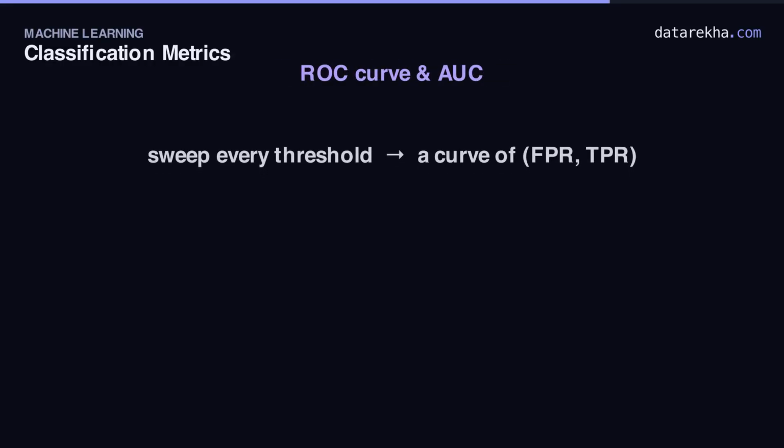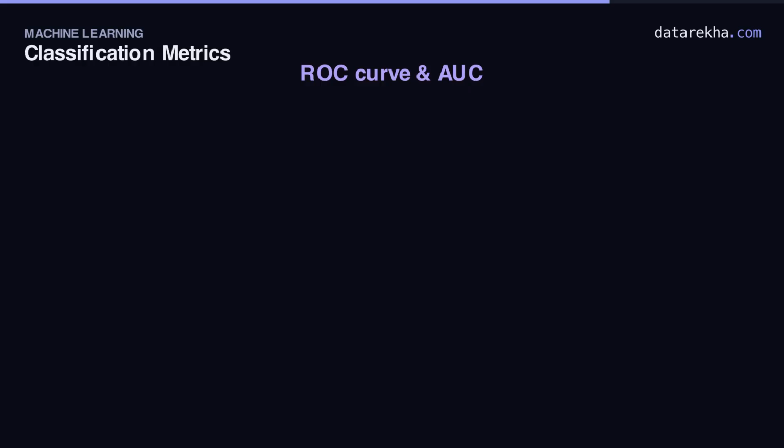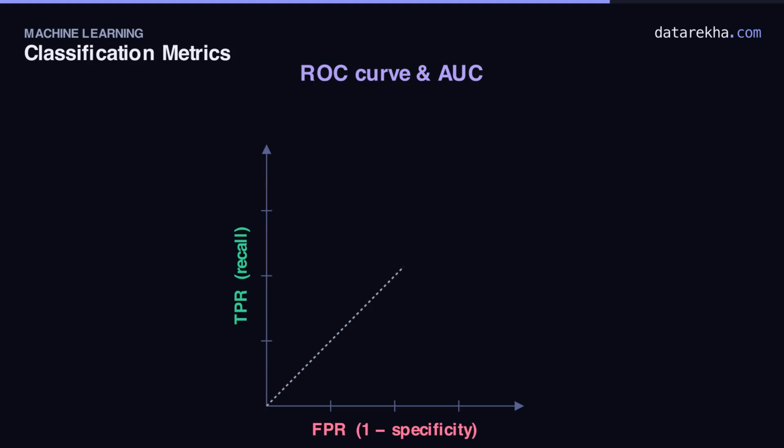Rather than commit to one threshold, we can sweep every threshold and plot the result. That gives the ROC curve, the receiver operating characteristic. On the bottom, the false positive rate. Up the side, the true positive rate, which is just recall. Every threshold gives one point on this square.